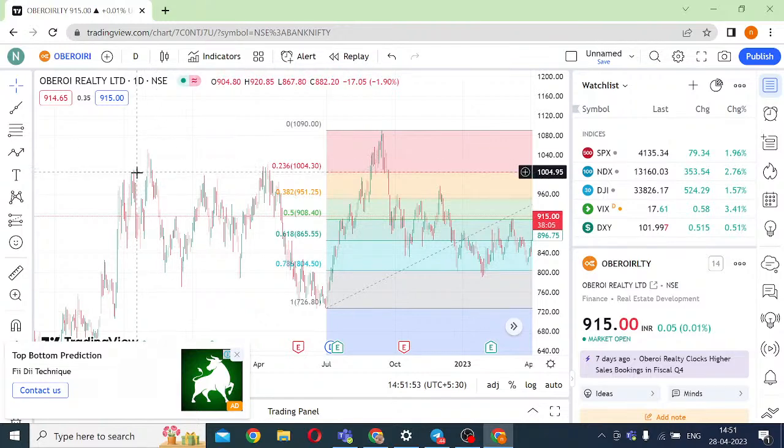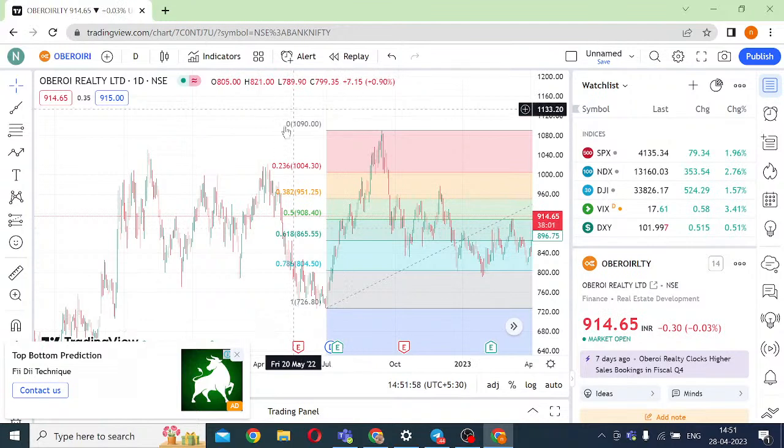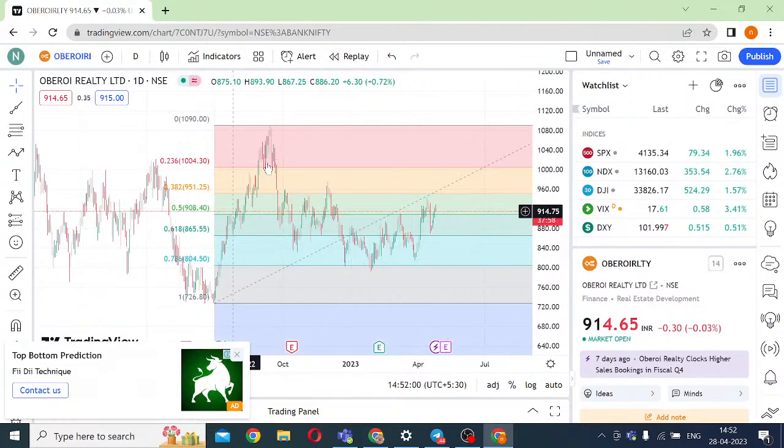So this high was taken out. This one has been induced. This is a new swing, right? You have a new swing. Right now, it's in an inside swing. If you see, nearly 78% correction has happened on the stock. Right now, it's trading in between.